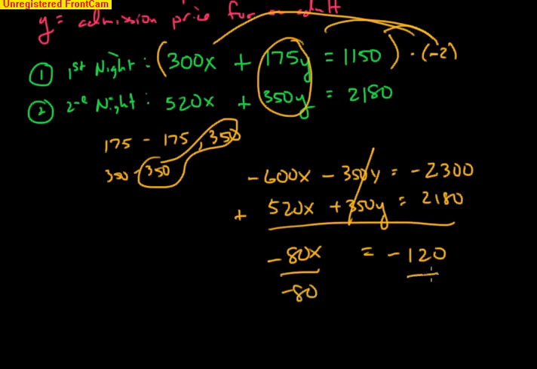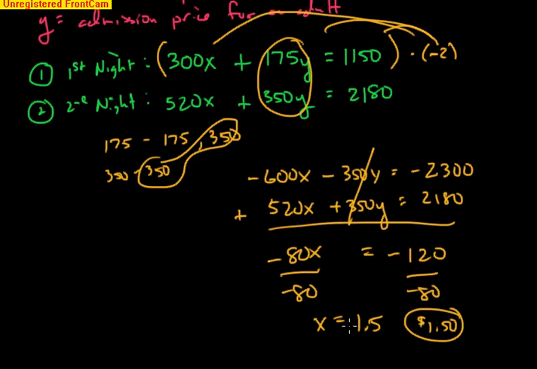Divide by negative 80. X equals, and I believe we get 1.5, right? Yes, 1.5. And it's okay in this situation, because you're getting an admission price. This is $1.50. That's okay. That's a good number.